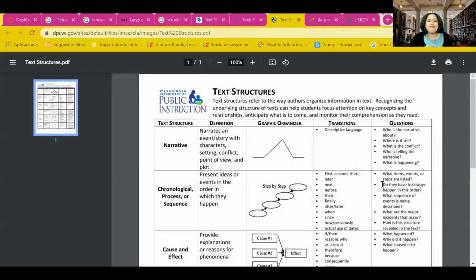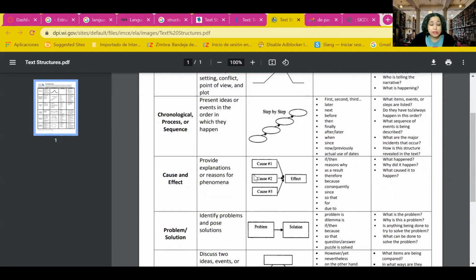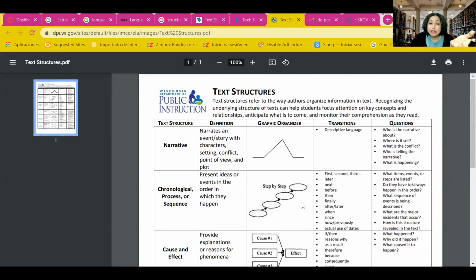Let me show you what I'm going to give you. It is from the Wisconsin Department of Public Instruction. I found a very nice example of a resume about text structures. So let me show you, and this is going to be in the platform. This is the topic that you're going to use. You're supposed to be seeing what I'm seeing right now for the text structures. And yes, this is a resume about narrative, chronological process or sequence, cause and effect, problem solution, compare and contrast, definition or description. That's for text structures.